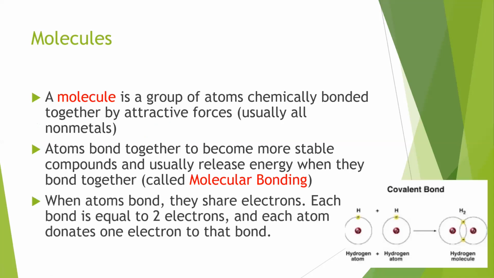So when atoms bond in molecular bonding, they share 2 electrons. Each bond is equal to 2 electrons, and each atom donates 1 electron. As you can see in here, this is 1 hydrogen atom with another hydrogen atom, and then they bond together and they both donate 1 electron. See, these 2 atoms both donate 1 electron here. Hydrogen bond.